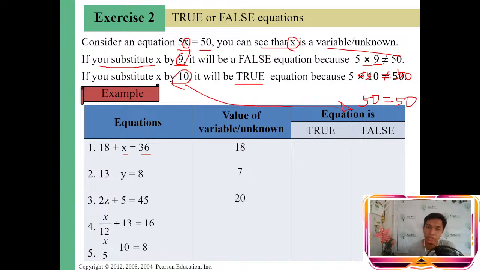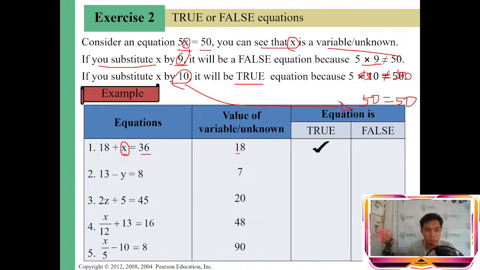We have 20, 48, and also 90. So if we change your x to 18, 18 plus 18 equals 36. The equation is true, because 18 plus 18 equals 36.